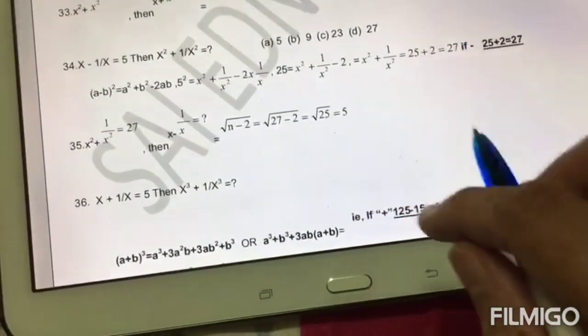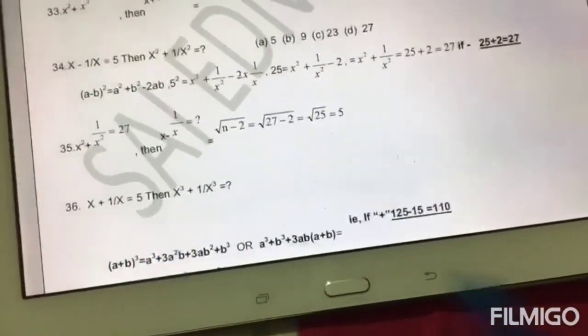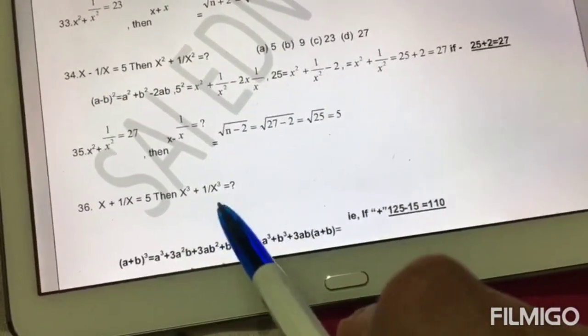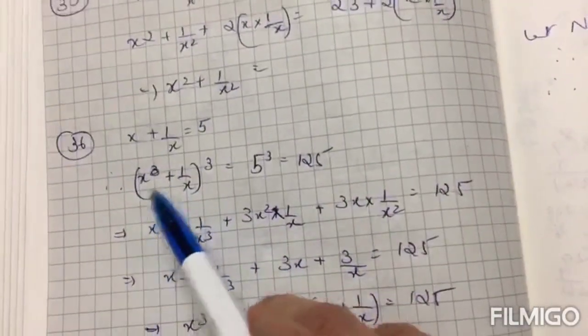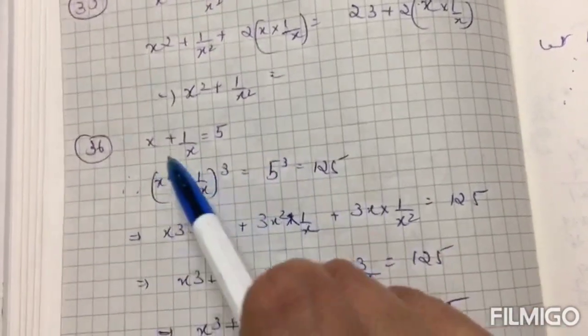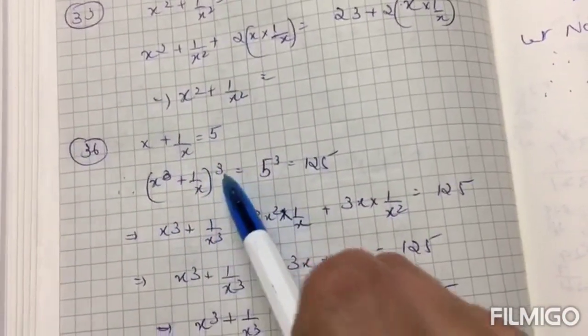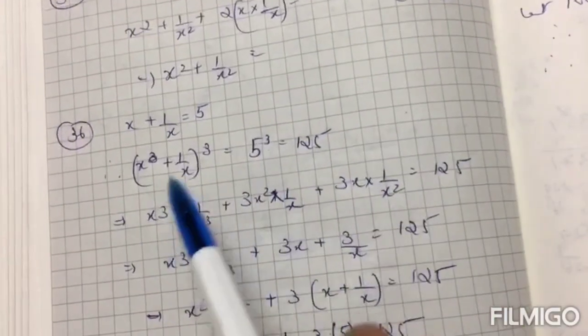I would like to do 36. So similar question, x plus 1 by x is equal to 5. What is x cube plus 1 by x cube? Same idea, but here you have to use the formula for cube. So what is x plus 1 by x whole cube? So x plus 1 by x is equal to 5. Let us take cubes of both sides. So x plus 1 by x cube is equal to 5 cube, which is 125, right? Let us expand this.